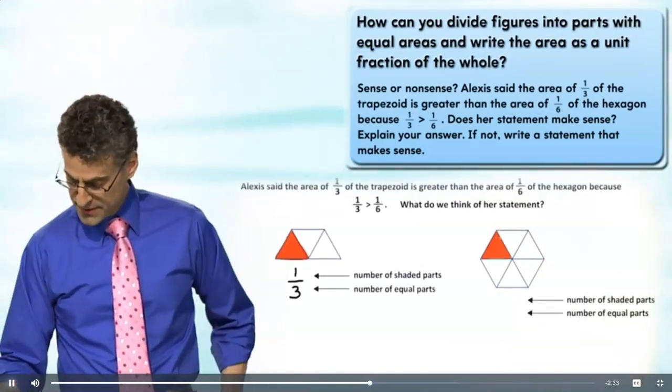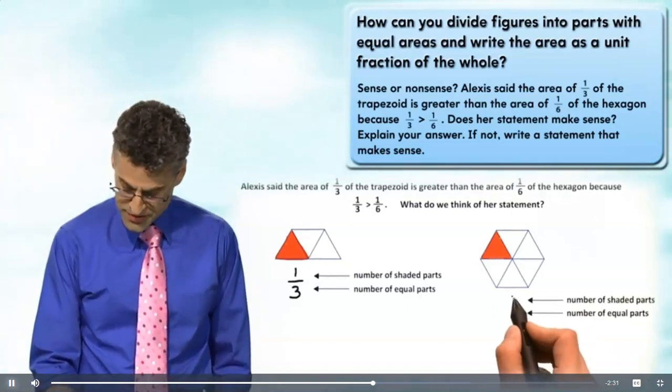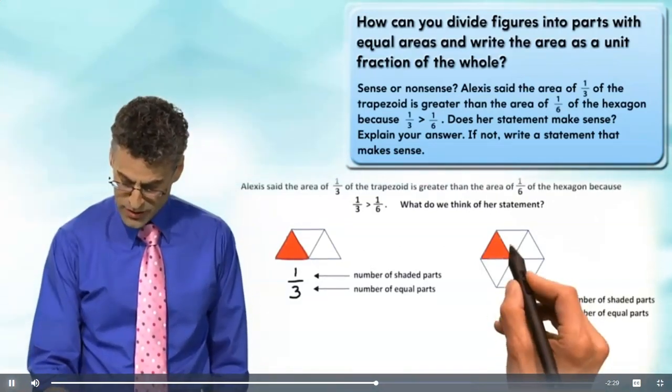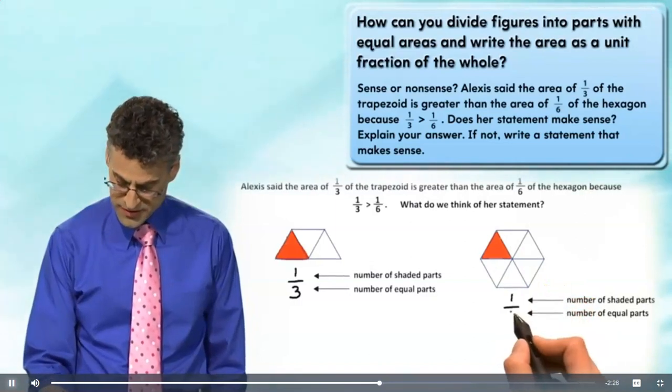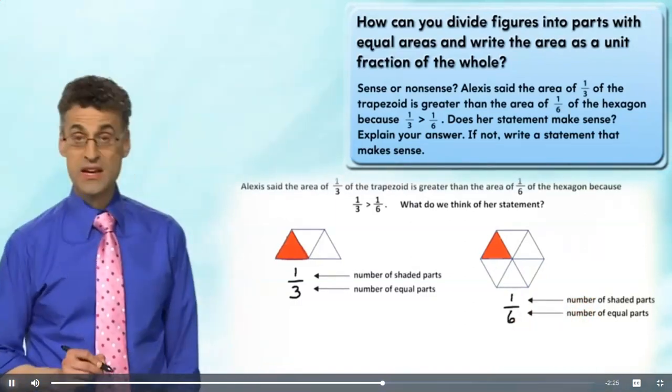Okay, so what happened here? Well, here I see the number of shaded parts is 1 out of 1, 2, 3, 4, 5, 6 equal parts, and that's how I get the fraction 1/6.